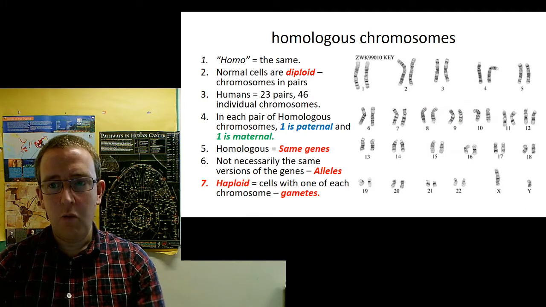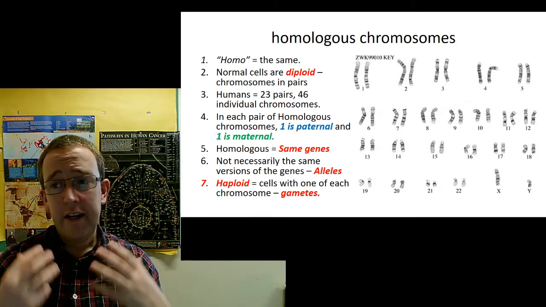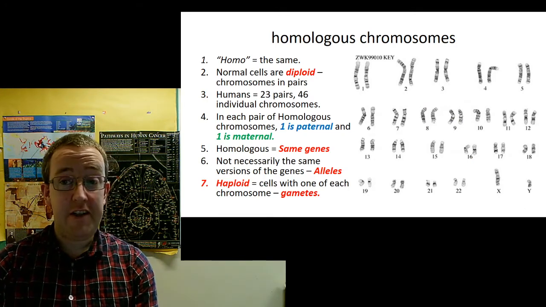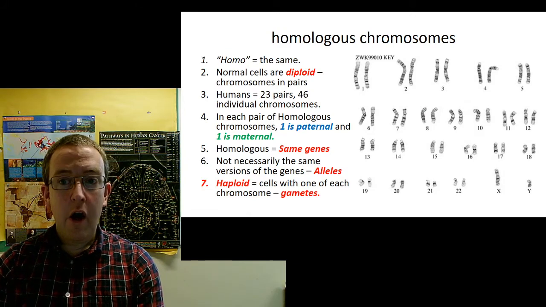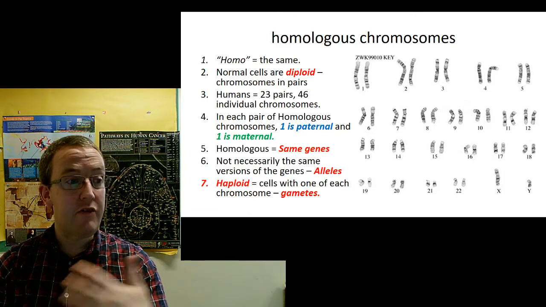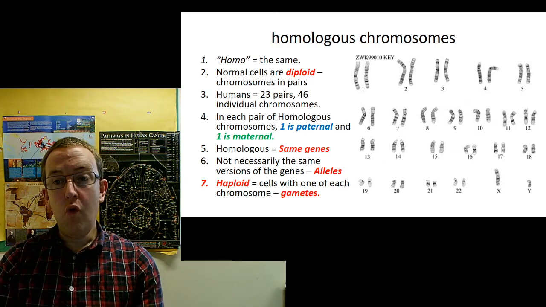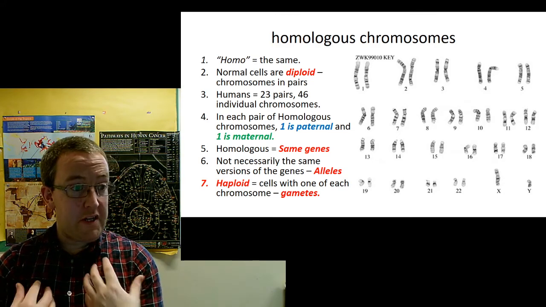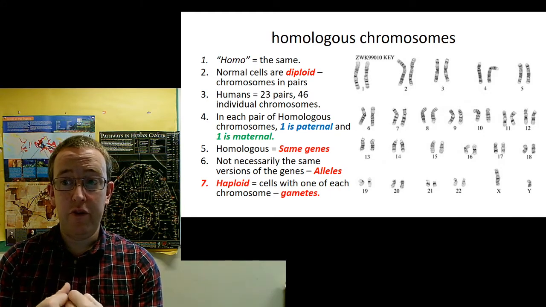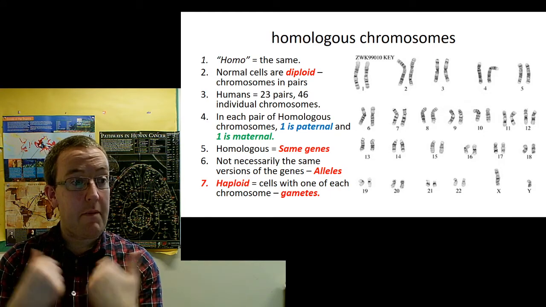So let's have some more words for you. Homologous. Now I'm hoping this is all basic genetic stuff you remember from GCSE. Homologous to me means the same. Okay, that's what that prefix means. Normal cells, which we refer to as normal body cells, or somatic cells as they're called, are referred to as diploid. That means they come in pairs.